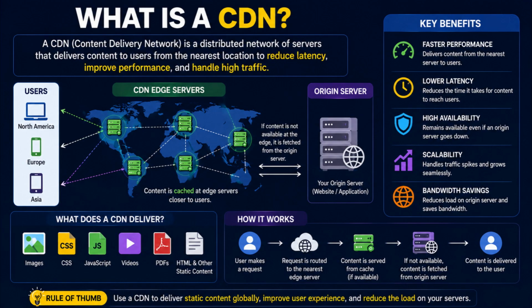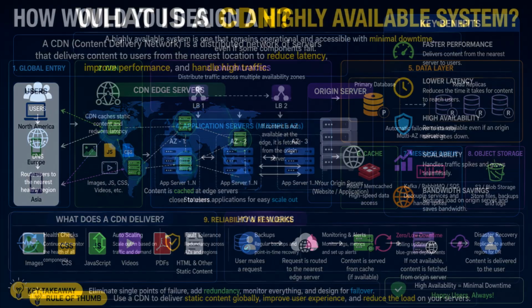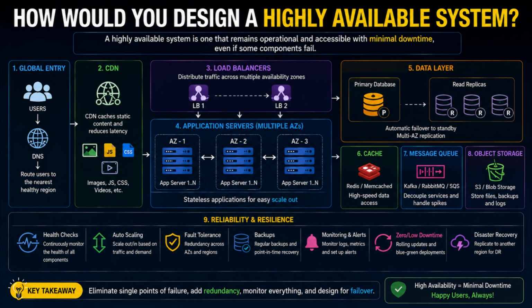The key benefits are faster performance, lower latency, high availability, scalability, and reduced bandwidth usage. So, the rule of thumb: use a CDN to deliver static content globally, improve user experience, and reduce load on your servers. How would you design a highly available system?